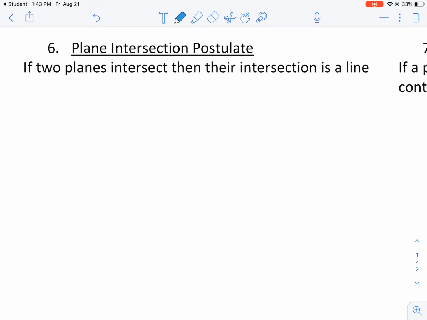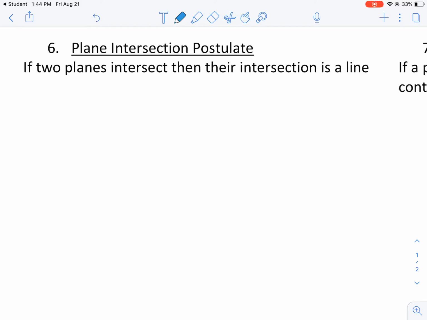Number 6 says, if two planes intersect, then their intersection is a line. And this is a cool one. So two lines intersect to make a point. Two planes intersect to make a line. So when things intersect, they're always going to make the shape that is a dimension lower than it. So let's see how I can do here.